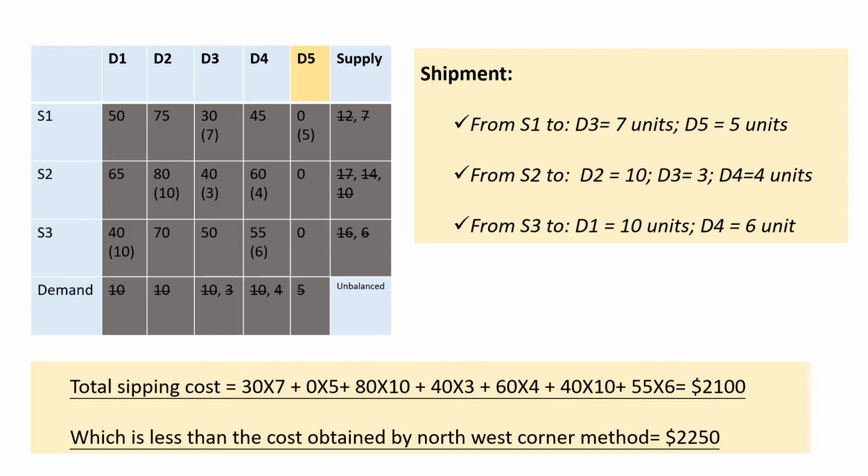So this value is actually greater than the previous value, that is 2065. In this case, the problem is unbalanced, whereas in the balanced transportation problem we obtained 2065. But in this case, we obtain a little higher value. Still, it is better than the northwest corner method, that is 2250.